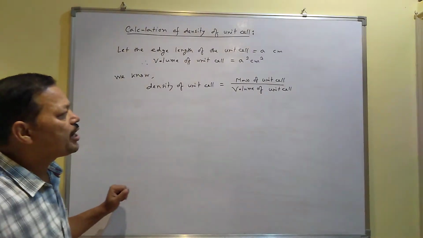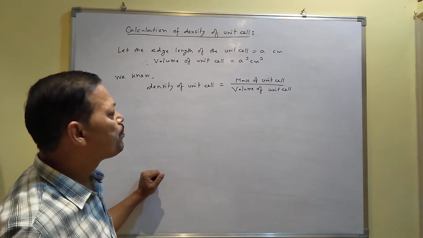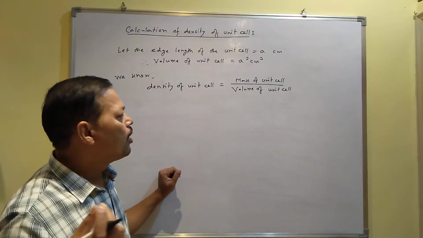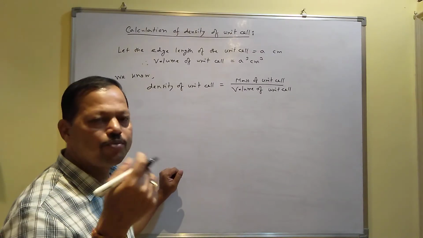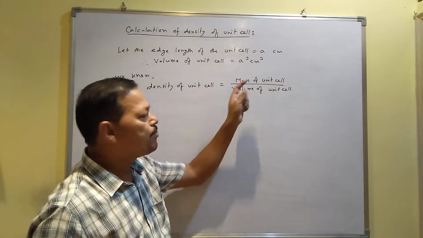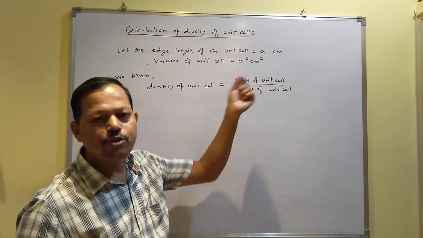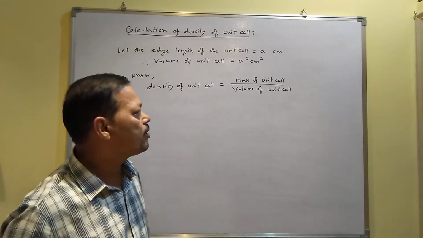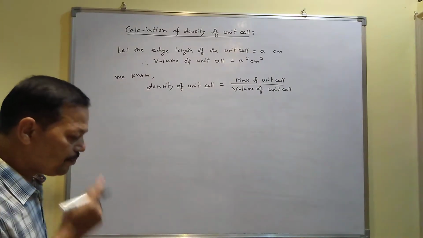As you know, there are different types of unit cell like simple cubic, face centered cubic, body centered cubic. Simple cubic contains one particle, body centered cubic contains two particles, face centered cubic contains 4 particles per unit cell. So in case of simple cubic, you have to consider the mass of 1 particle. In case of body centered cubic, the mass of 2 particles. Similarly for FCC, the mass of 4 particles. So it depends on the number of particles present per unit cell.